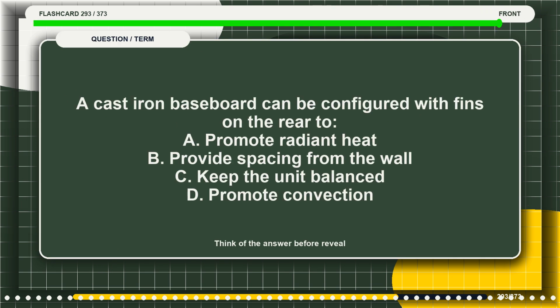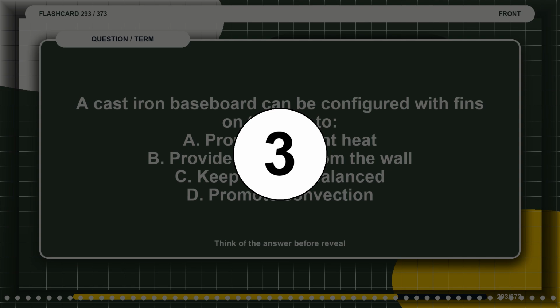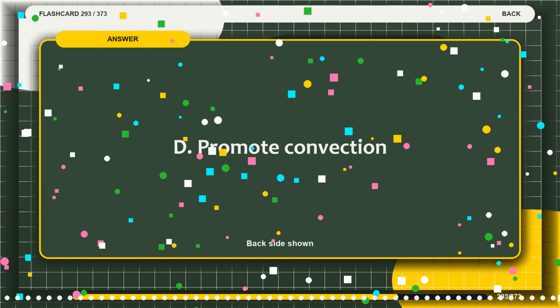Flashcard 293. A cast iron baseboard can be configured with fins on the rear to A. Promote radiant heat. B. Provide spacing from the wall. C. Keep the unit balanced. D. Promote convection. Think of the answer before the reveal. The answer is D. Promote convection.